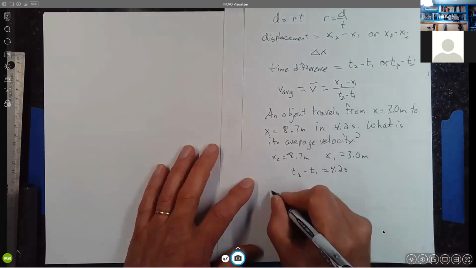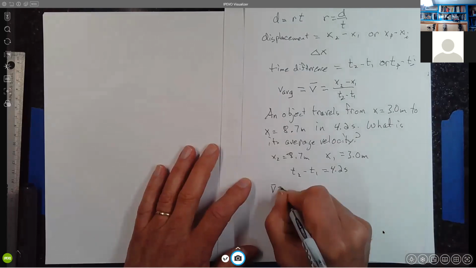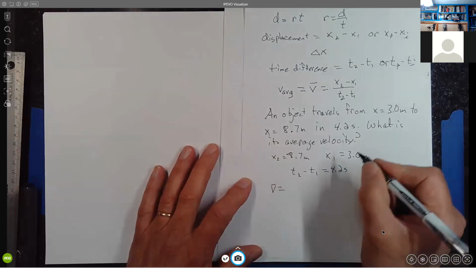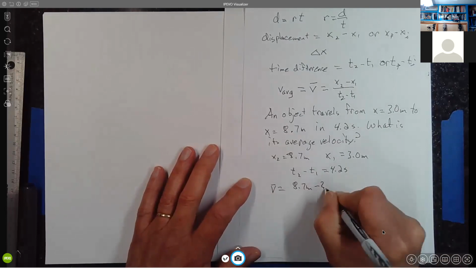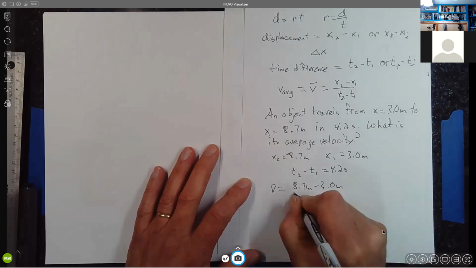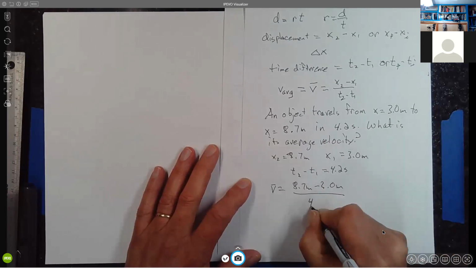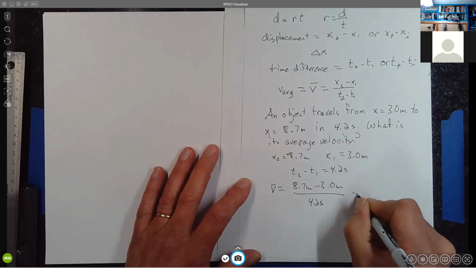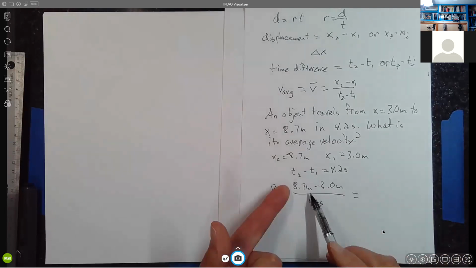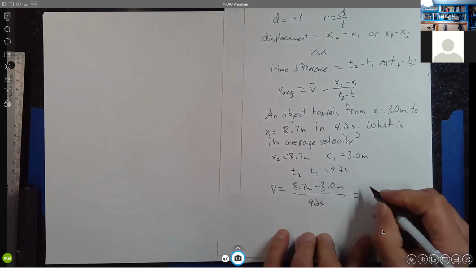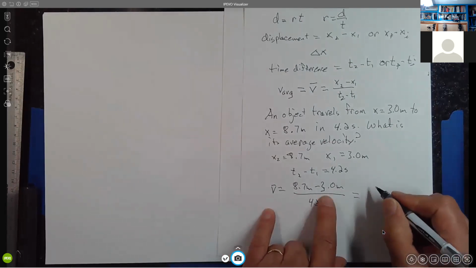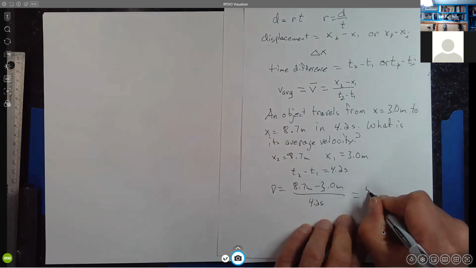So we can just calculate the average velocity and say x2 minus x1, 8.7 meters minus 3.0 meters, divided by the delta t, 4.2 seconds. Now, something to notice here, I'm writing down the units with those numbers every time I do it. And that's what I expect to see on homework and tests too, by the way. So we'll keep going with that. Let's see, I can do that in my head. Looks like 5.7 meters to me.